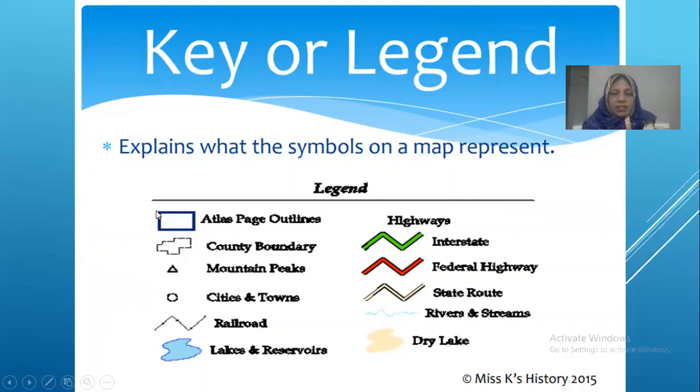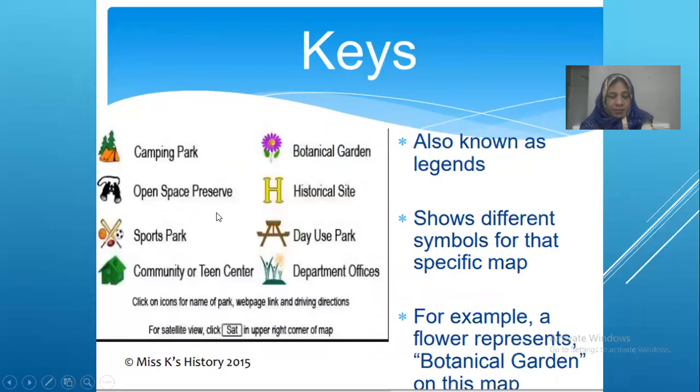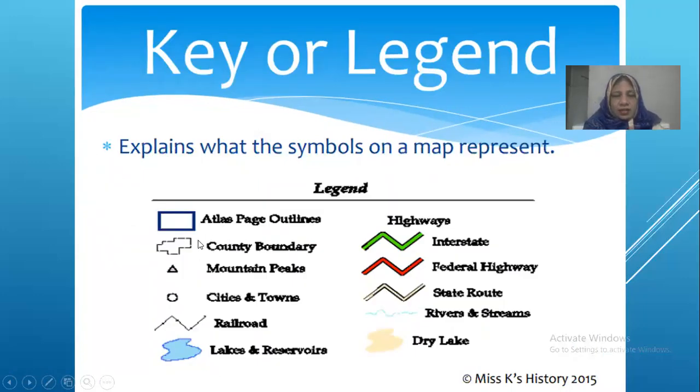For example, this rectangle shows the atlas page outline. You can recognize that the atlas page is somewhere on the map. Another region: this dotted boundary shows the country boundary. This triangle shows the mountain peaks.